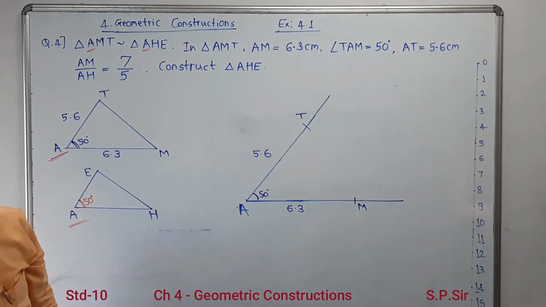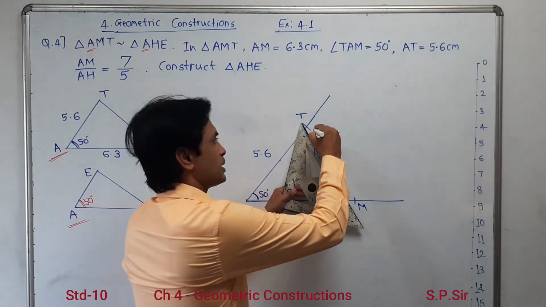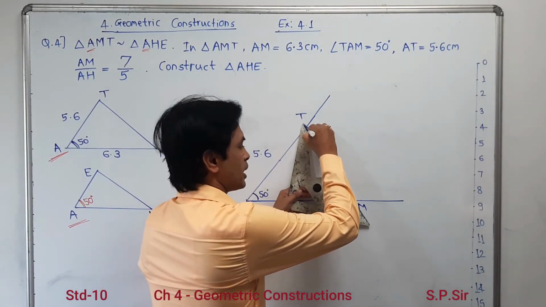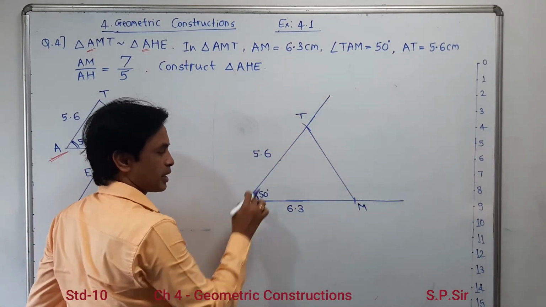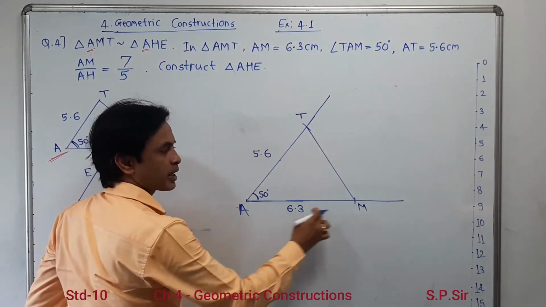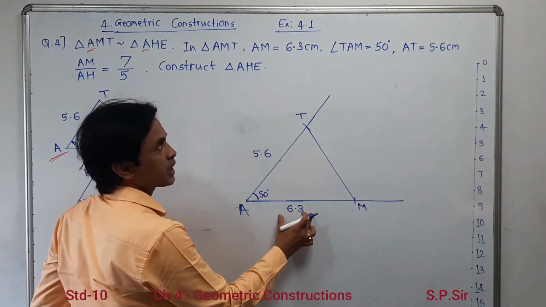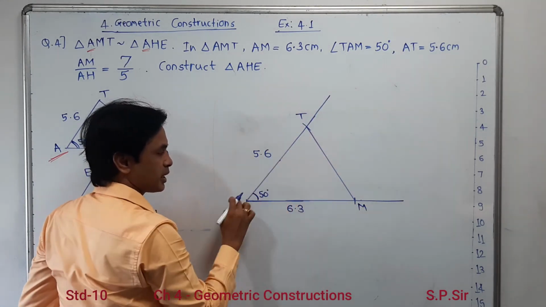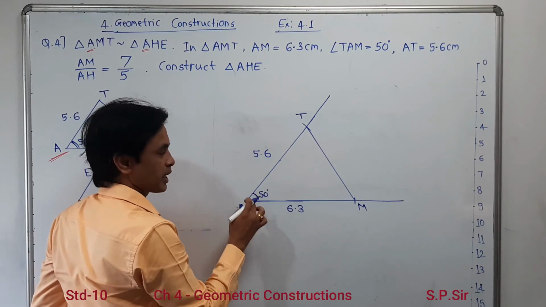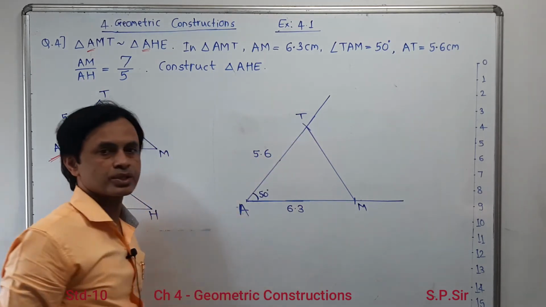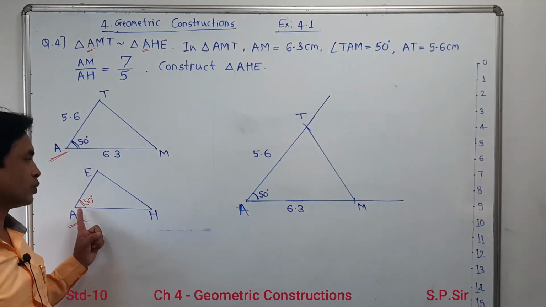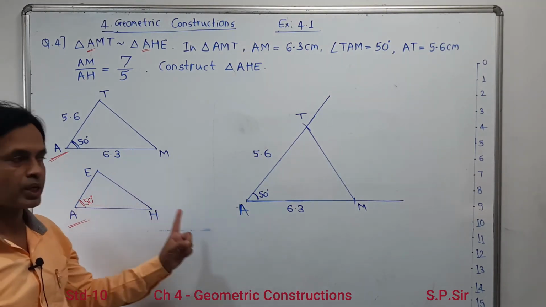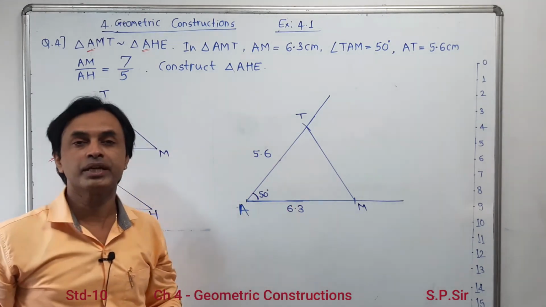Now you can complete your diagram which is given over here, and complete this structure and your first triangle, triangle AMT, where AM is 6.3, angle TAM is 50 degrees, and AT is 5.6. This part is already ready over here. Now we have to move to triangle AHE, and definitely it is inside.